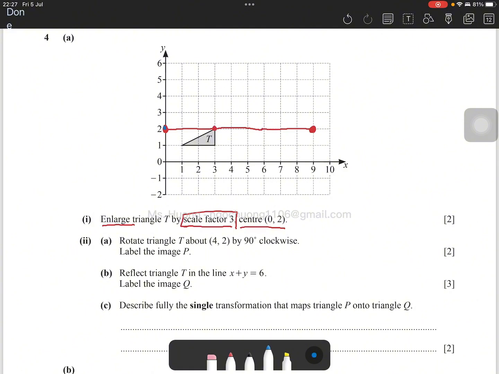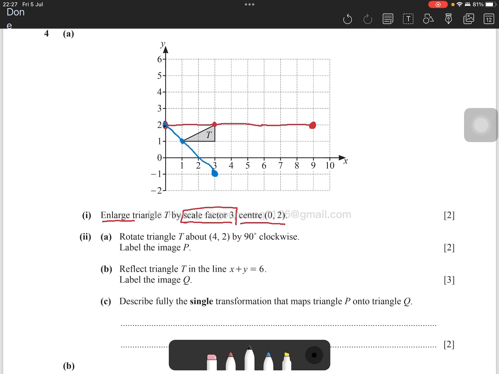Next, we also start from the center and we count the distance to this vertex 1 unit. So we continue 1, 2, 3 units. And the new vertex should be here. Finally, we also count this distance to this vertex 3 units. So we continue to count on 6 and 9. So the new vertex will be here. And the answer for this will be this triangle.